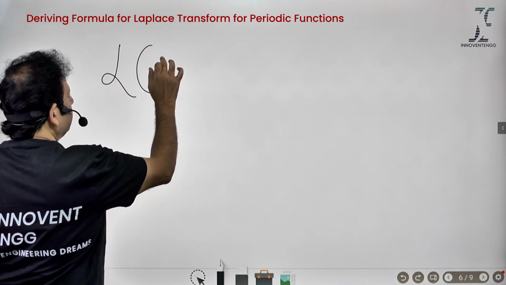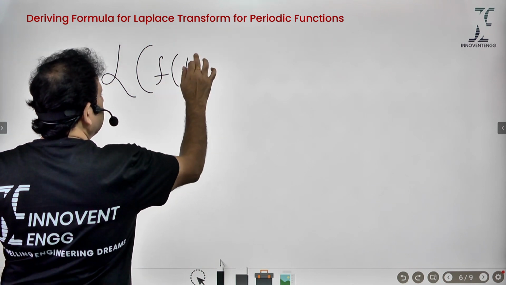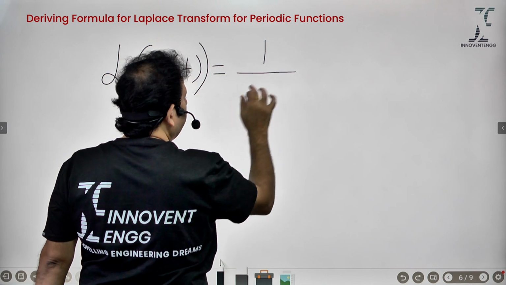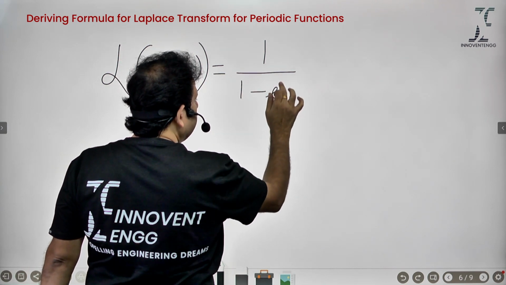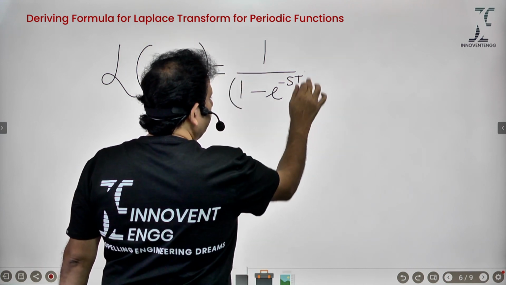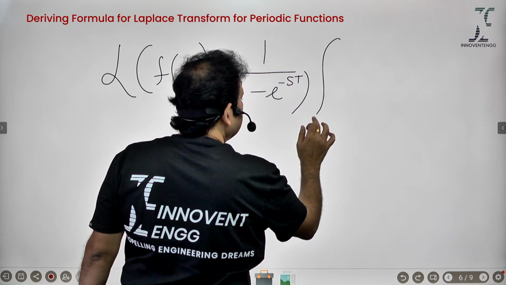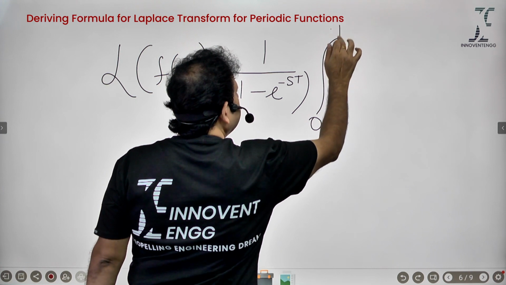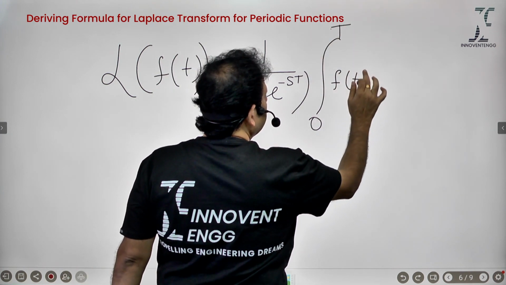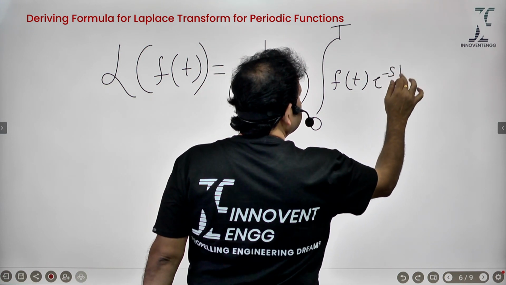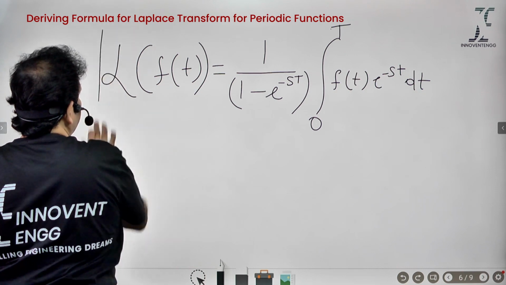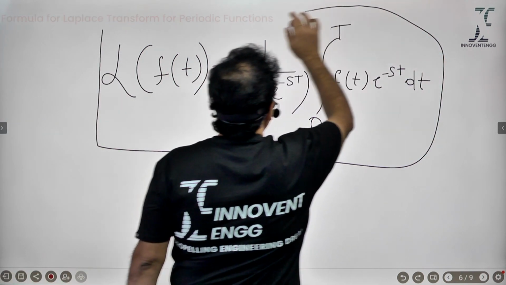Now it is very, very categorical. The Laplace transform for the periodic function is simply given by 1 over 1 minus e power minus st, times the integral from 0 to T, where T is the period, of f of t e power minus st dt. Right? So this you should not forget.